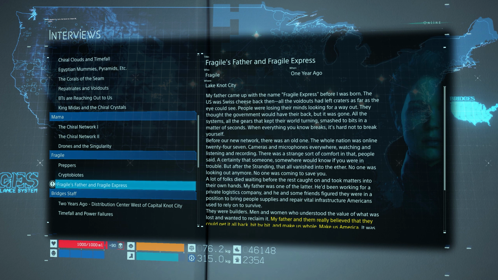Anyway, the US was Swiss cheese back then. All the void outs had left craters as far as the eye could see. People were losing their minds, looking for a way out. They thought the government would have their back, but it was gone. All the systems, all the gears that kept the world turning, smashed to bits in a matter of seconds. When everything you know breaks, it's hard not to break yourself.